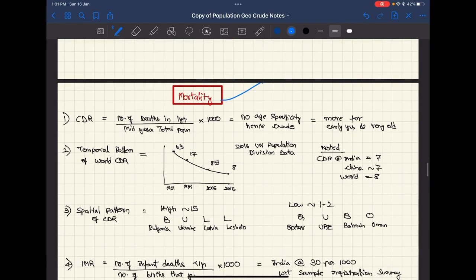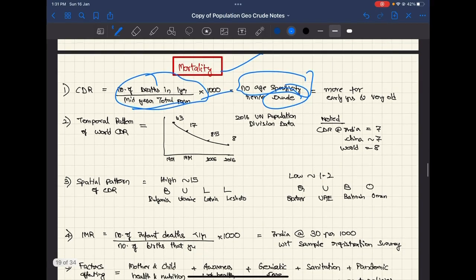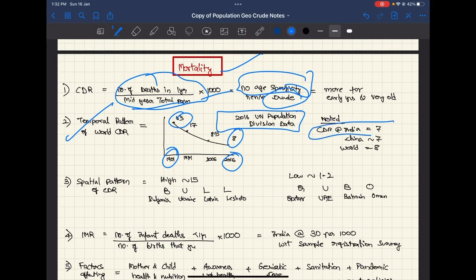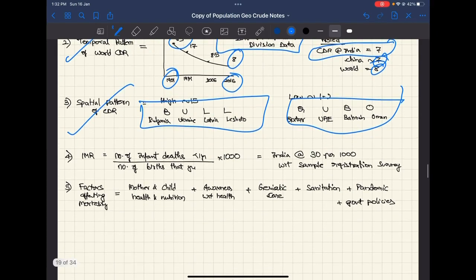Now coming to mortality, it is the number of deaths per year by mid-year population in 2000. So no age specificity, therefore it is called crude. The temporal pattern of the world, it is decreasing from 43 in 1901 to 8 in 2016 according to UN population division data. India has CDR of 7, China 7, world 8. Spatial pattern, these countries have high, these countries have low. You can remember them. IMR is infant mortality rate. India has 30 per thousand according to sample registration survey.